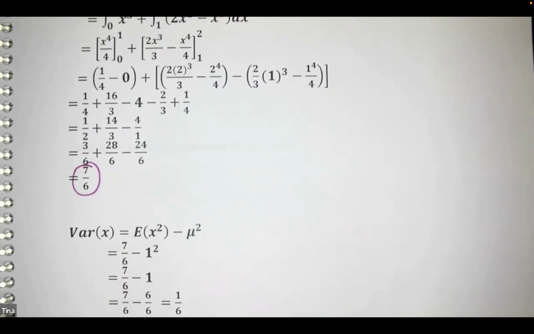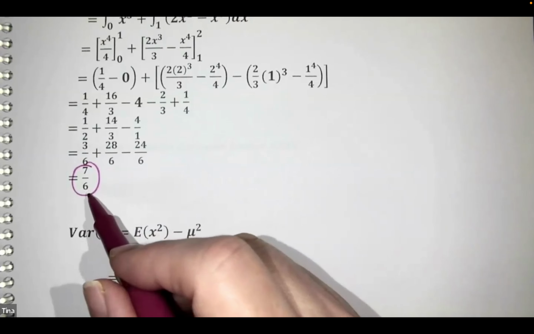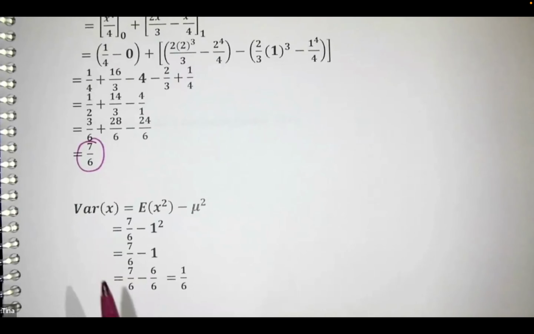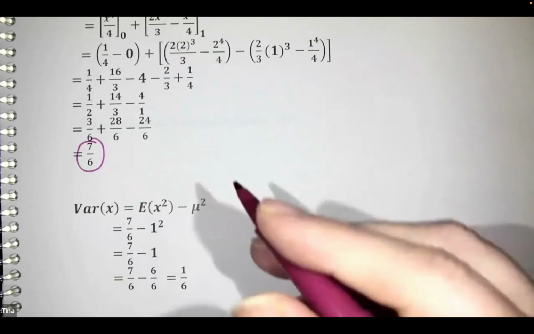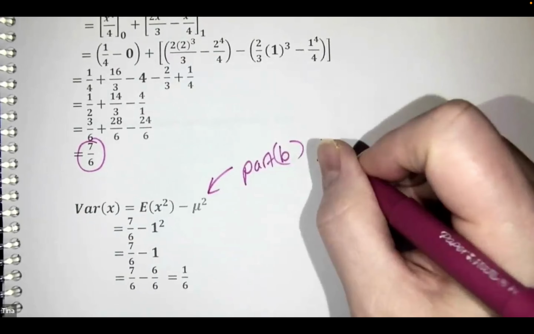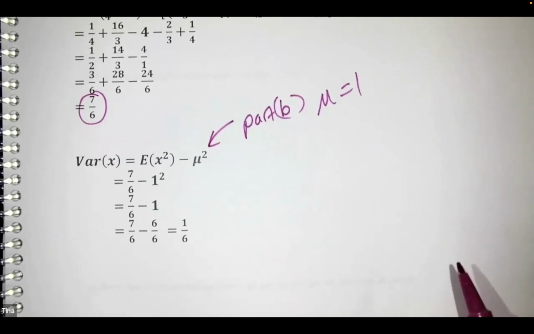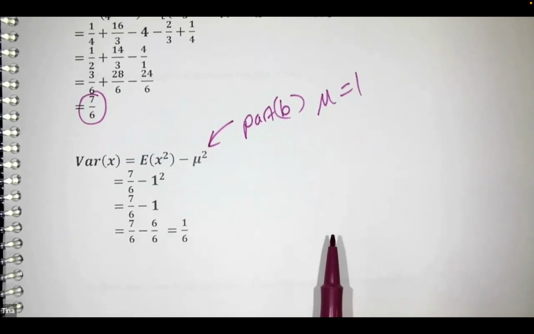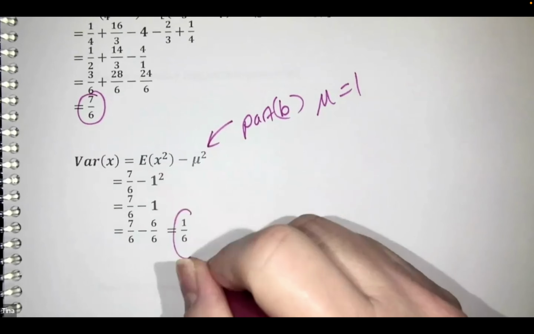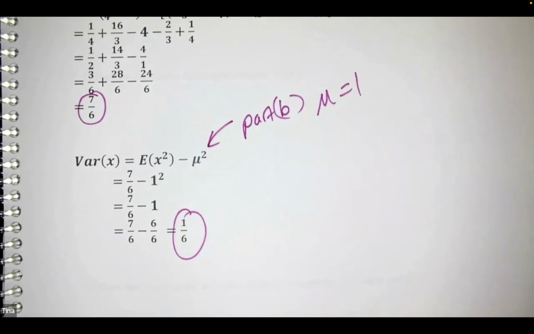So our variance is going to be our answer to E of x squared, which is the x squared times the f of x for each piecewise function, and then just minus our answer to part B, I guess, right? So from part B, we knew that the mean was 1. So it's 7 over 6 minus 1 squared, which is 7 over 6 minus 6 over 6, which is just 1/6. Okay, so that's our variance.